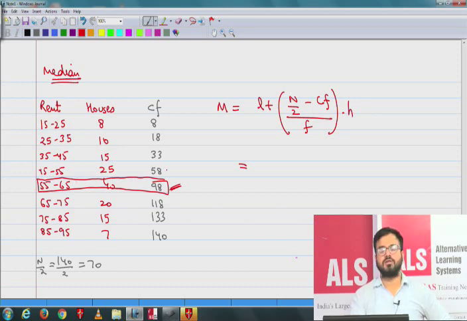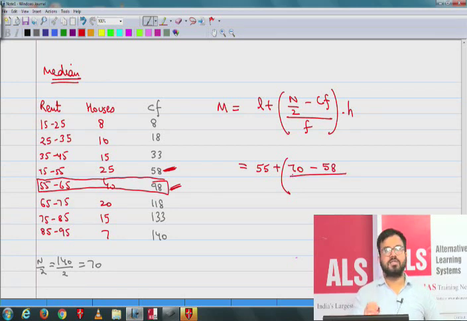Now all the values will be put in the formula with respect to this class, like L, lower limit of the median class. So class interval is 55 to 65, lower limit is 55. N by 2, which is 70. Now this CF is the cumulative frequency of the class just preceding the median class, which is 58, divided by F. F is the frequency of this median class, which is 40, into H. So H is the class width. So 55 to 65, 10 is the class width.